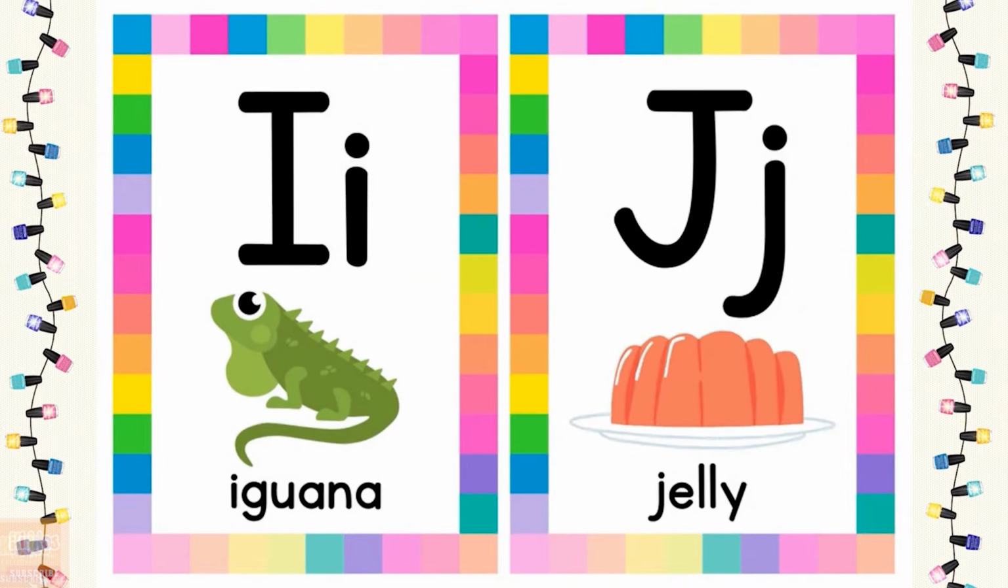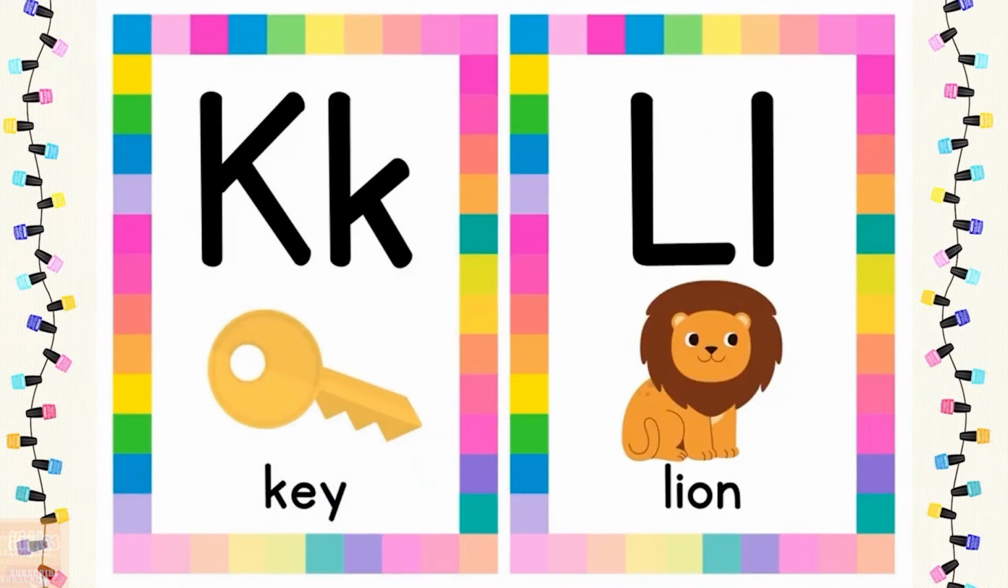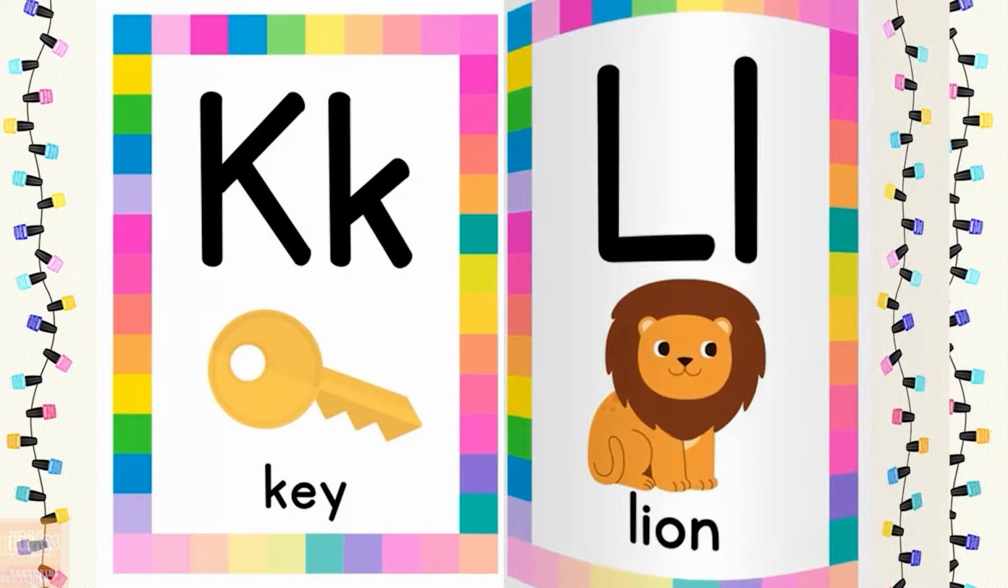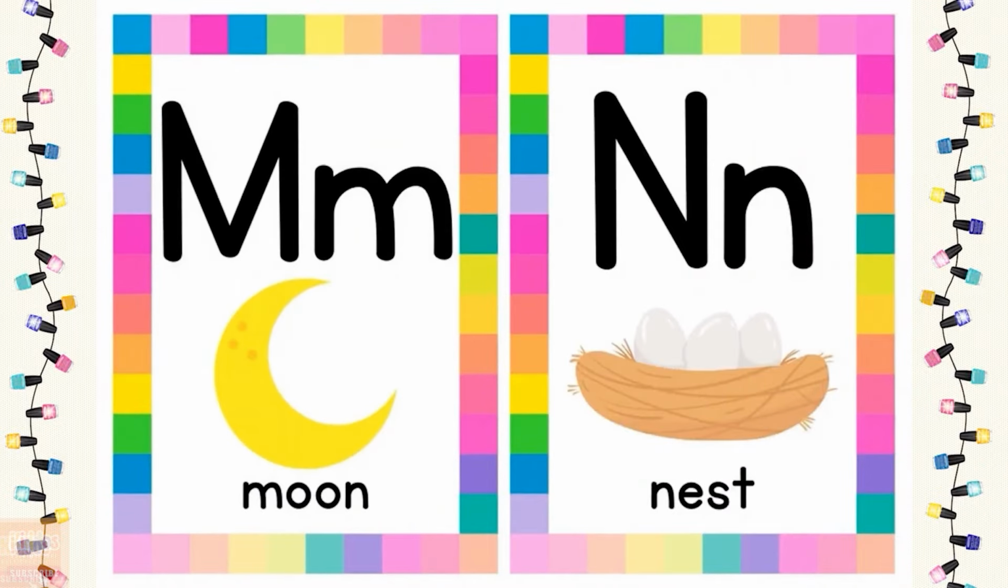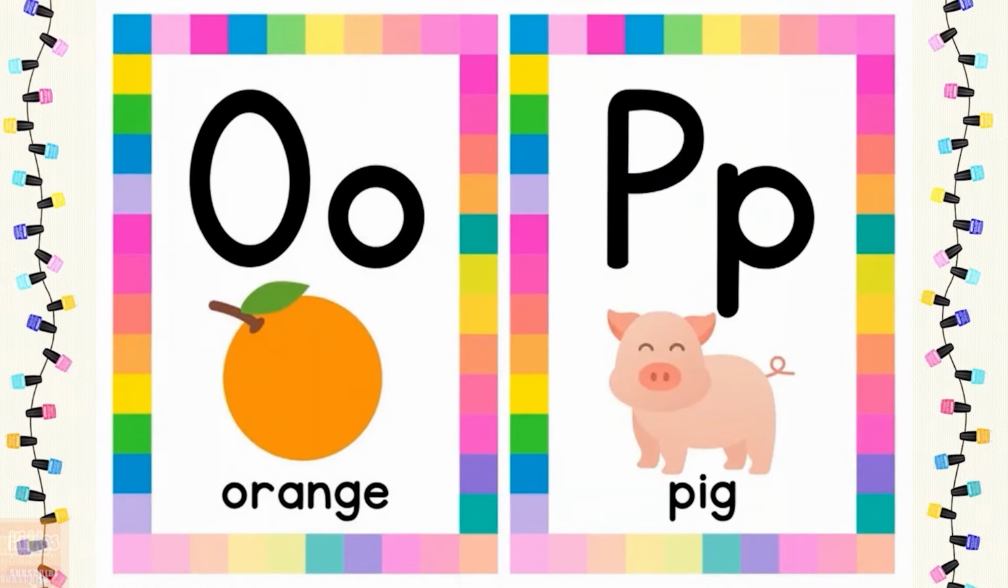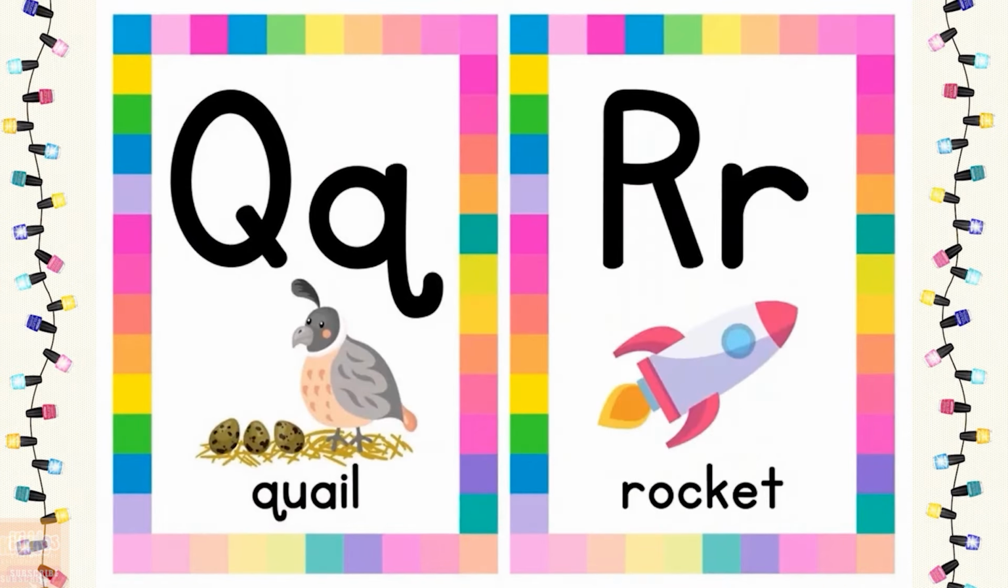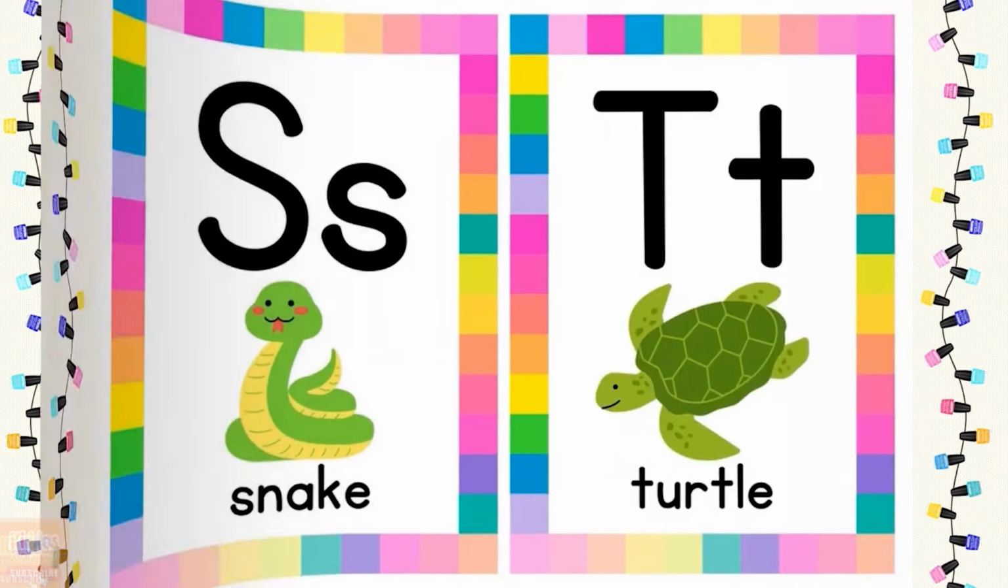I is for iguana. J is for jelly. K is for key. L is for lion. M is for moon. N is for nest. O is for orange. P is for pig. Q is for quail. R is for rocket.